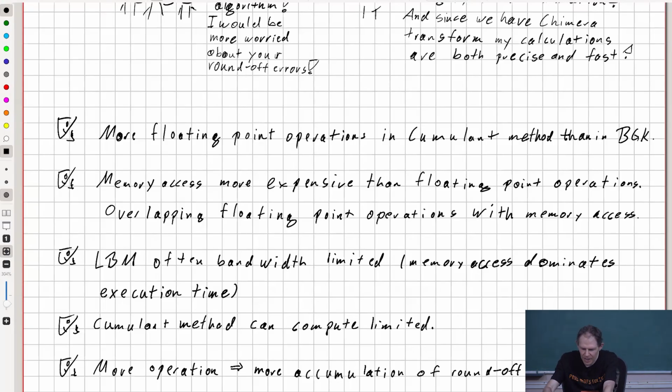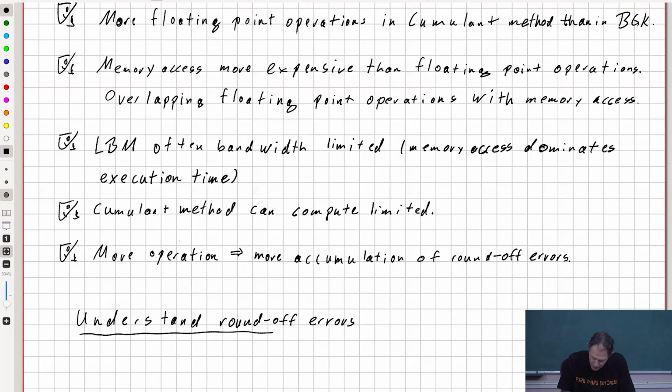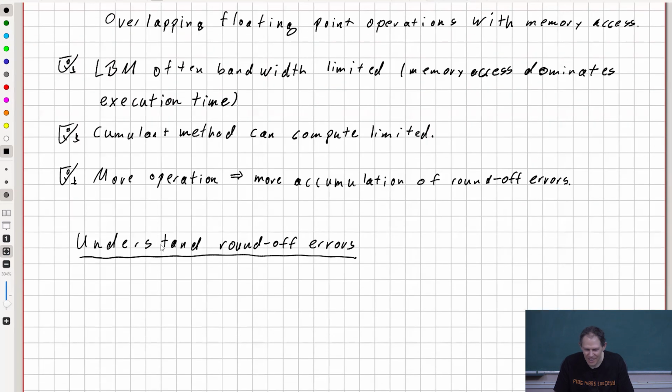Therefore, we now try to understand the two different aspects of round-off errors in this method. Understand round-off. So always try to understand your problem before you try to solve it, yeah? And tell this to your doctor. Okay, so there are two problems that we have to discuss.